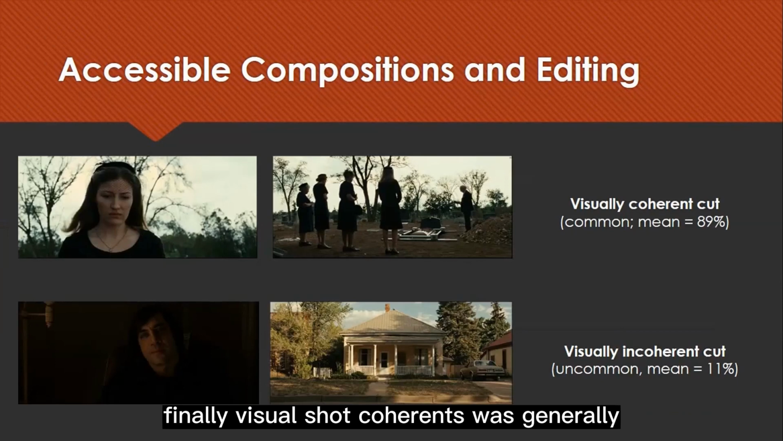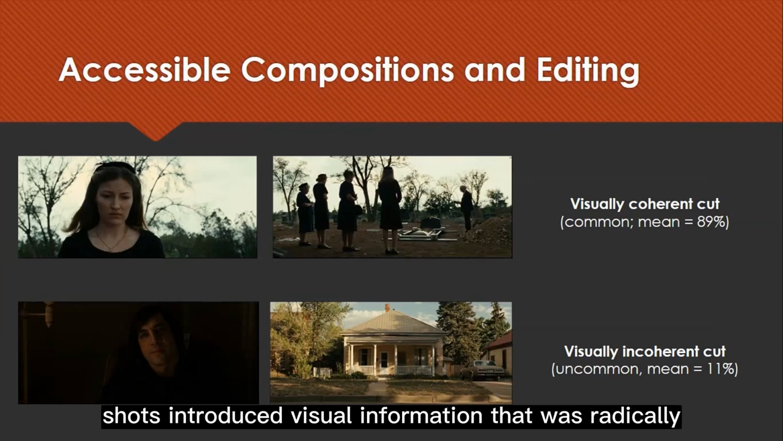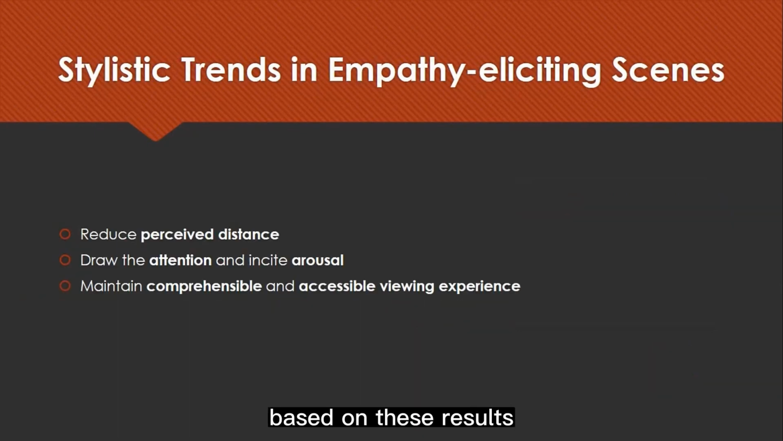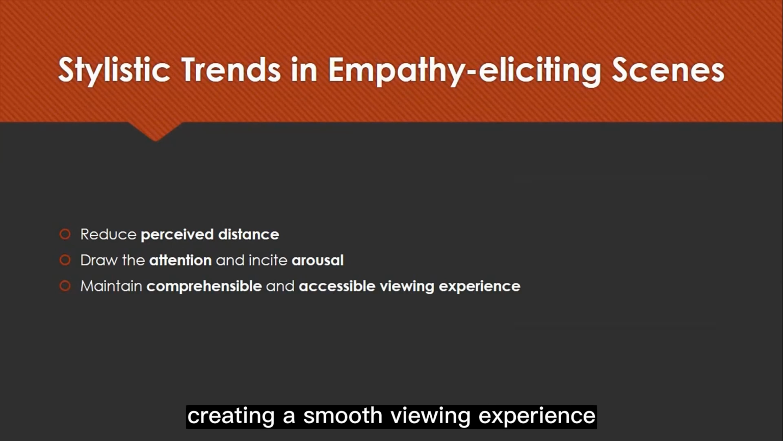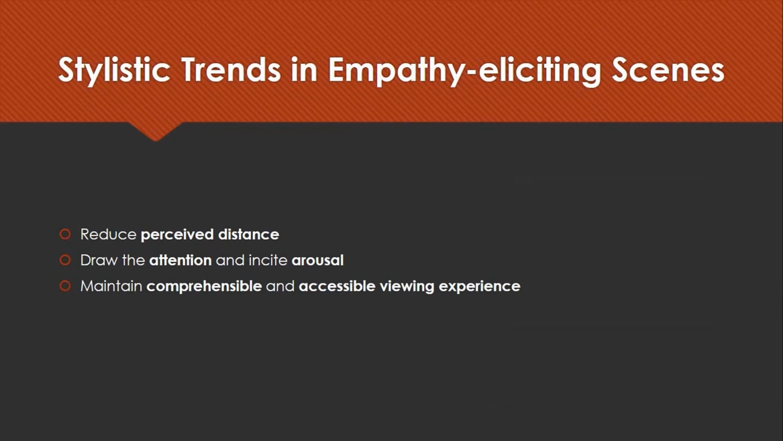Finally, visual shot coherence was generally high within all scenes, indicating that few shots introduced visual information that was radically different in chromaticity and luminosity from the preceding shot. This likely implies an overall preference for editing involving shots that share a close visual relationship with each other. Based on these results, we might conclude that the creators of empathy-eliciting scenes concern themselves with attention, comprehension, and accessibility when making stylistic decisions, creating a smooth viewing experience that brings viewers closer to the character on screen.